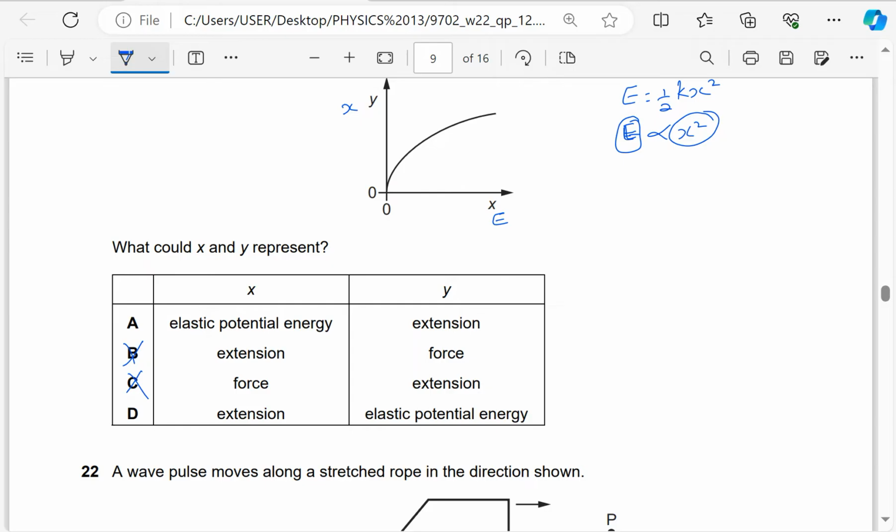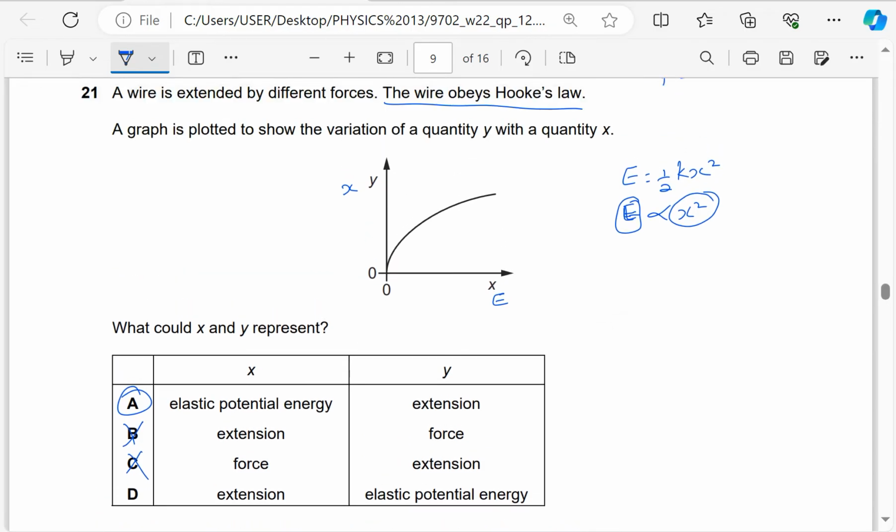x being the elastic potential energy and y being the extension x, because E is directly proportional to x squared, which means when the extension is 0, E is 0. When the extension is, let's say, 2, E becomes 4. So because the curve is becoming horizontal, it means E is on the x-axis and extension is on the y-axis. So the answer is A.